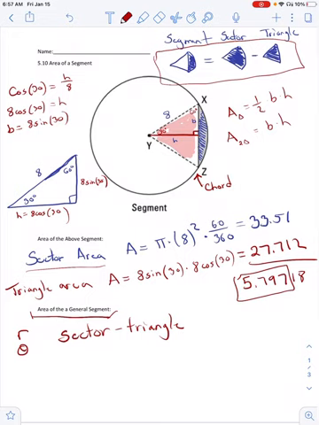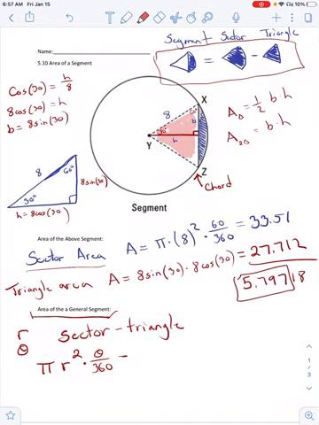So the sector was pi times my radius squared times, here that angle came into play, so this was theta over 360. And that's just our area of a sector equation. So even if I don't have a diagram, somebody tells me the radius and theta, I can figure out the area of that sector.